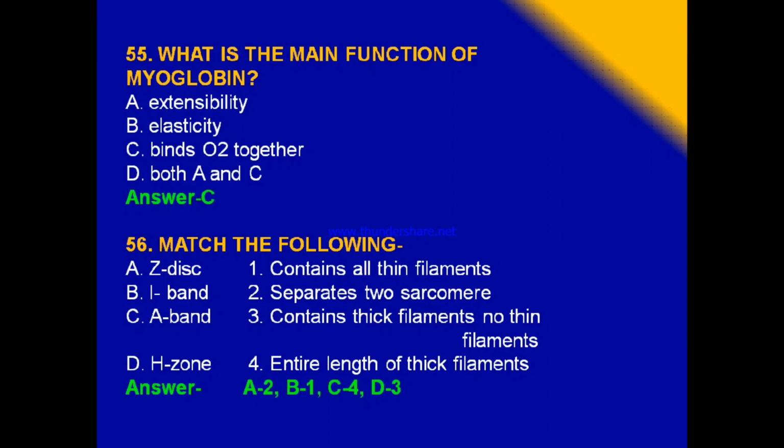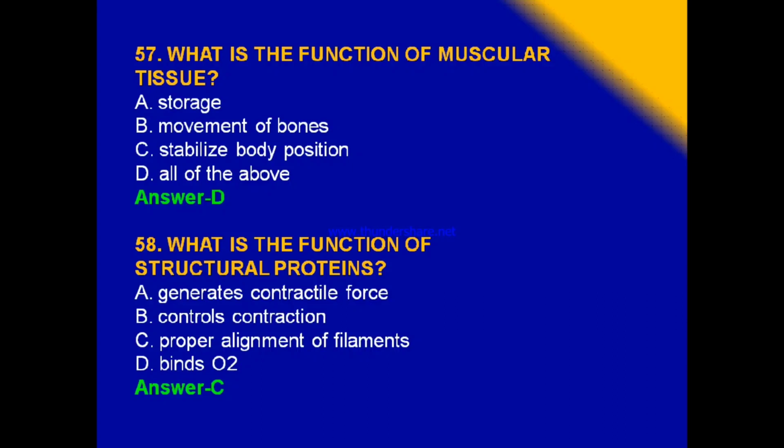These are the matches. What is the function of muscular tissue? Storage, movement of bones, stabilize body position, or all of the above? So all of the above are the functions of muscular tissue. What is the function of structural proteins? Generates contractile force, controls contractions, proper alignment of filaments or binds oxygen. So the function of structural protein is proper alignment of filaments.